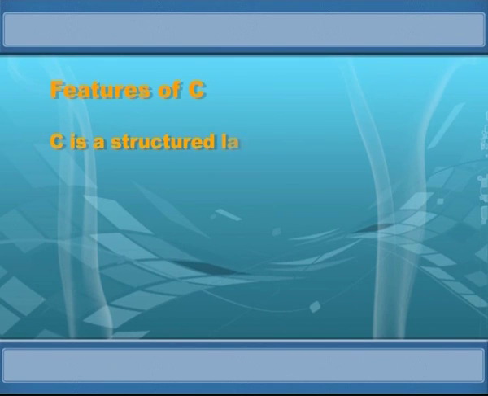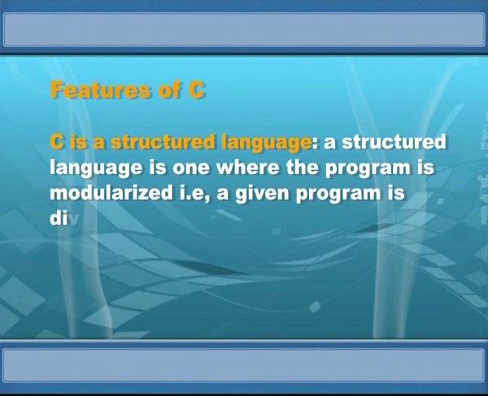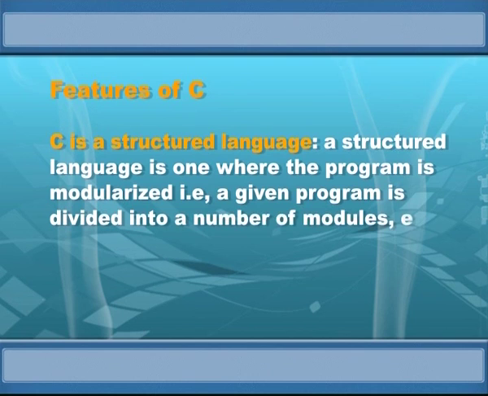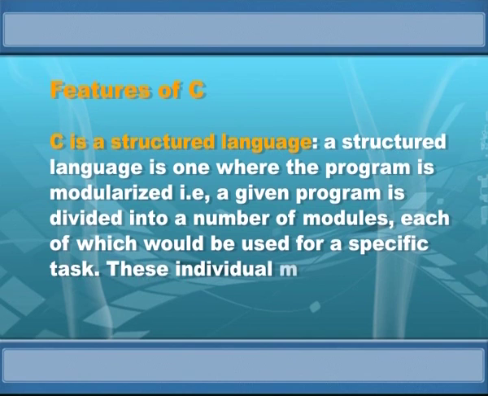Features of C. C is a structured language. A structured language is one where the program is modularized. That is, a given program is divided into a number of modules, each of which would be used for a specific task. These individual modules are called functions.